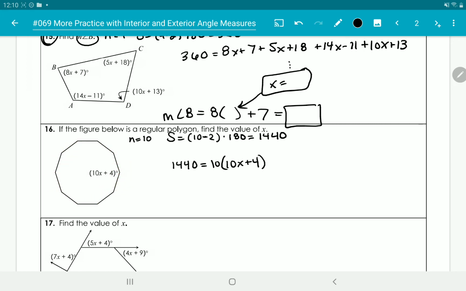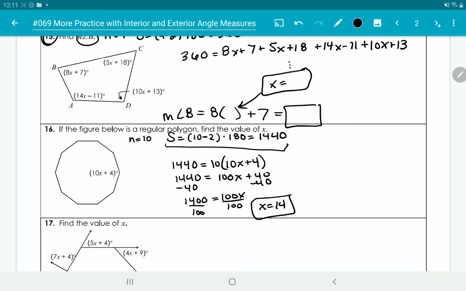Okay, so if we just go ahead and distribute that out, 100x plus 40, we'll subtract the 40 first, giving us 1400 equals 100x. And if we divide both sides by 100, we're going to get that x is equal to 14. Okay, so if you have a regular polygon and only one of the angles, you need to figure out what the sum is first. And that is going to be equal to however many sides you have here times the angle from the question.